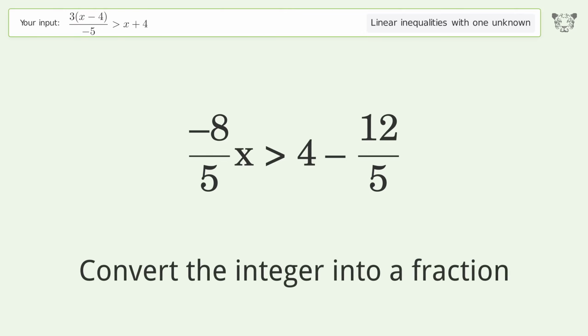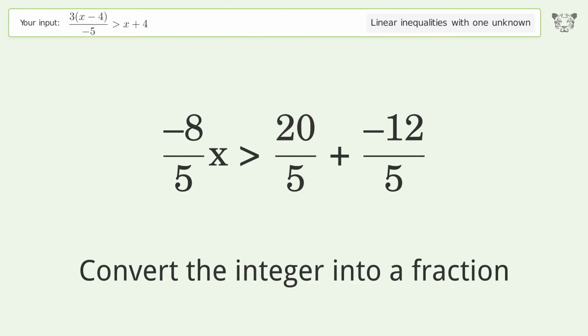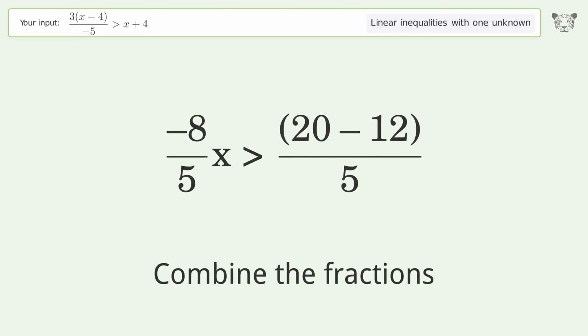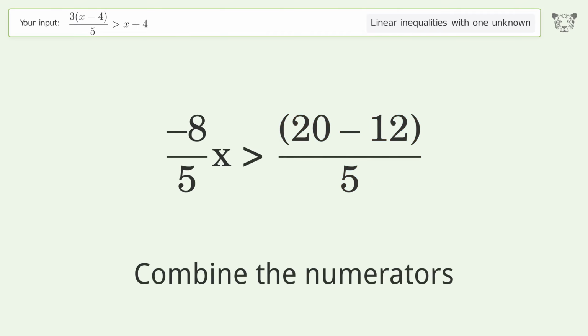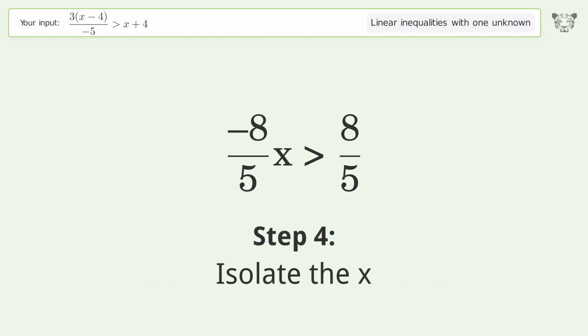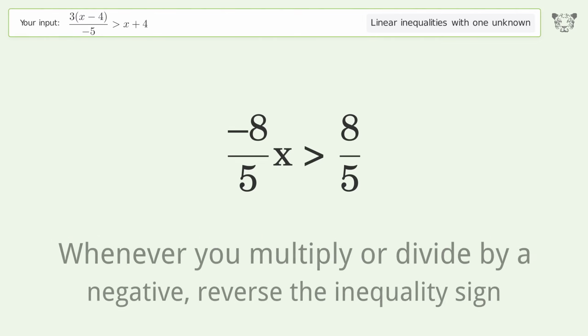Convert the integer into a fraction. Combine the fractions. Combine the numerators. Isolate the x. Multiply both sides by inverse fraction 5/8. Whenever you multiply or divide by a negative, reverse the inequality sign.